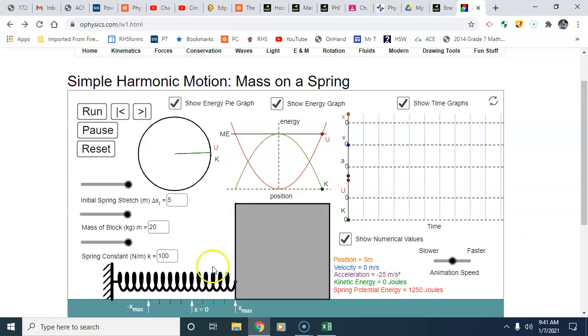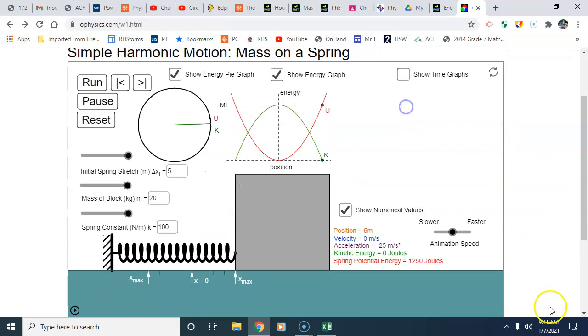All right, I'm going to get rid of things that don't matter right now. We don't care about time graphs right now. That'll come later in the year when we study pendulums more closely for other reasons. I don't care about that one. And I'm going to slow it down to a slow speed. All right. You're going to see 2 graphs.